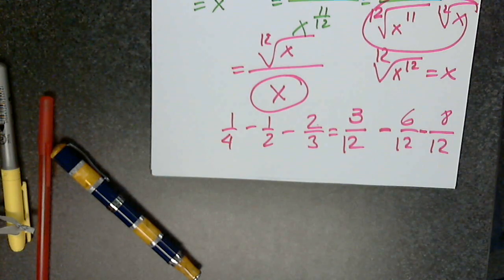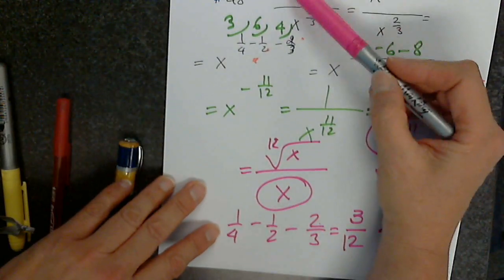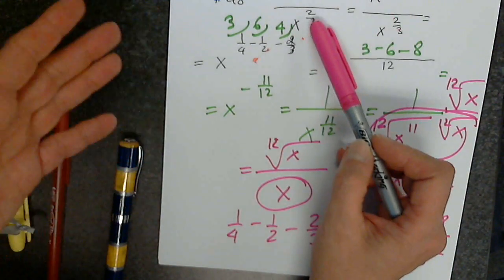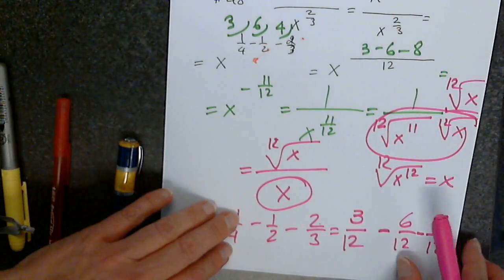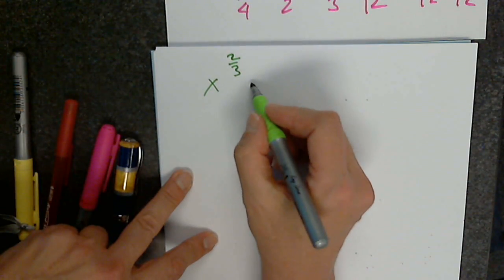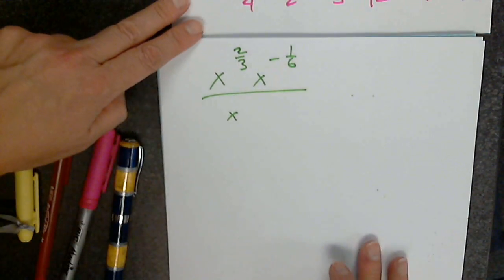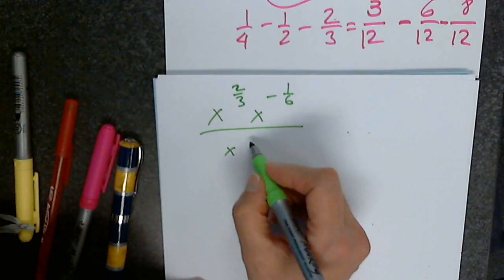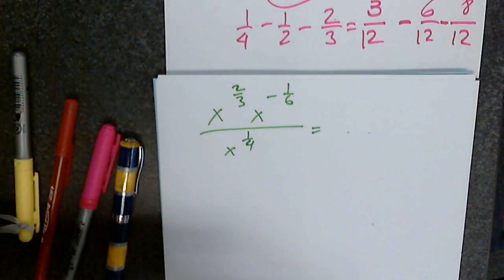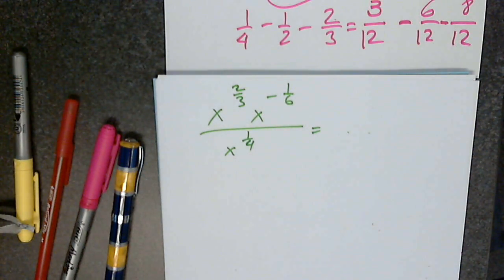Other questions on this problem? Are we okay with it? Any questions? Just change some numbers in here. Just put 2/3, put 1/4, put 1/6. We can do that. You want to do that? Okay. So x to 2/3, x to negative 1/6 over x to 1/4. Okay. So let's work on this.